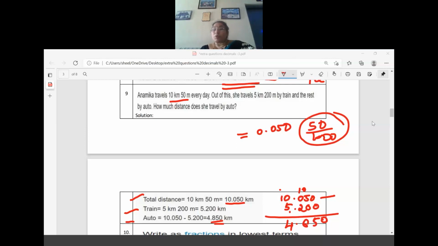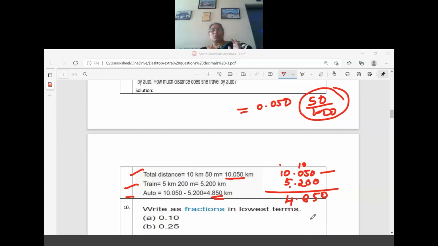4.850 kilometer only, right? So this is the distance traveled by the auto. Again I'm telling, when you are doing the subtraction or addition, align the decimal points the same way and check the number of decimals after the decimal point. So you should make them like decimals. Here 050 is already there and 200 is there after the decimal point, so all are like decimals only.